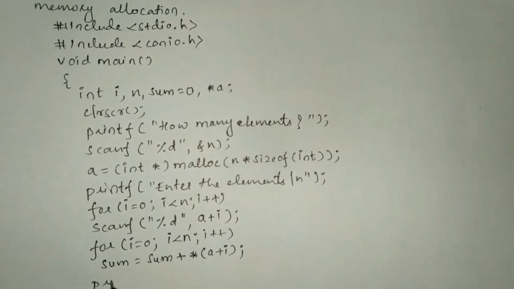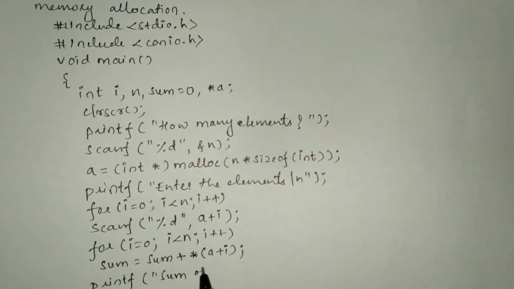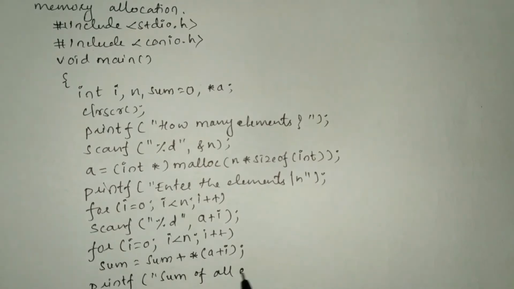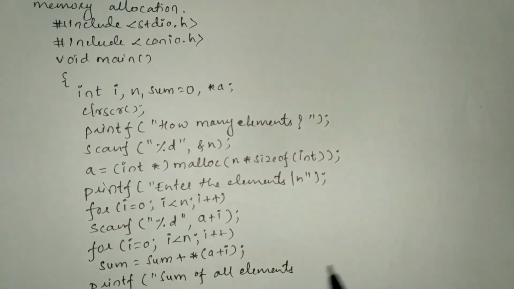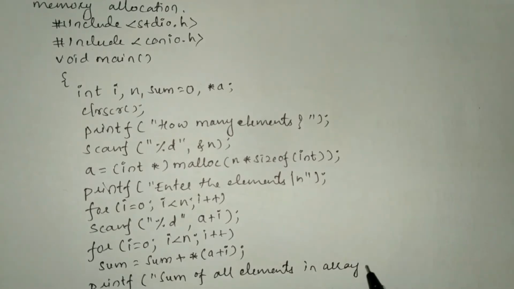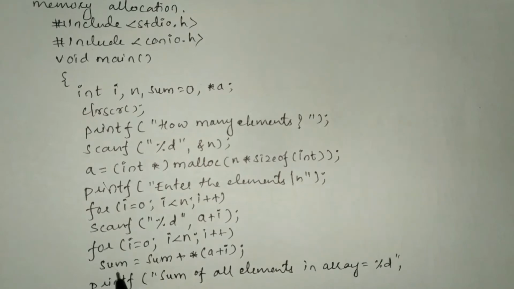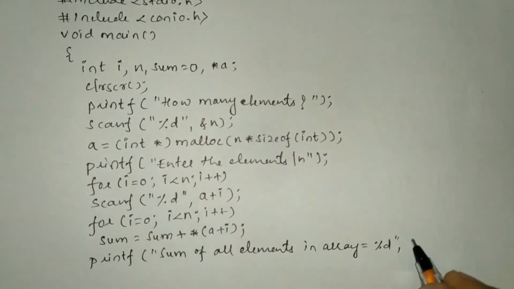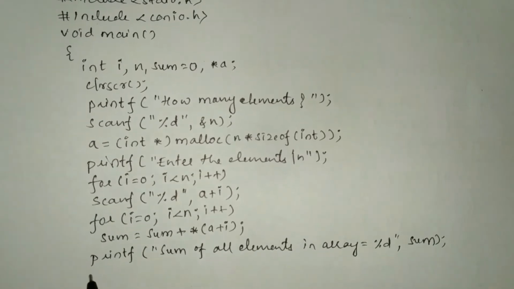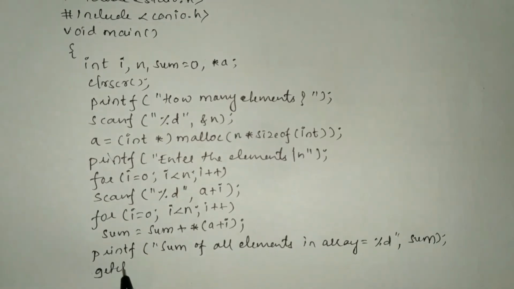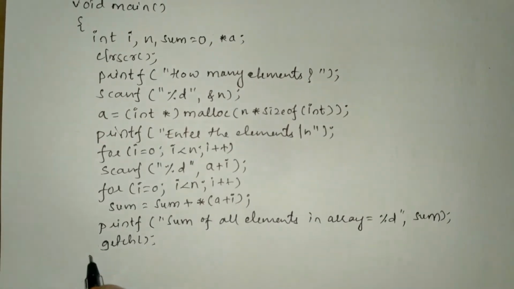Next we'll go for printing the sum. So for that I'm going to use printf statement, and in a double quotation mark I'm going to write sum of all elements in array is equal to, here %d, end the double quotation mark, and the value will be stored in sum. So here I'm going to write sum and closing brace, put semicolon. Now let us write getch function and curly closing brace.